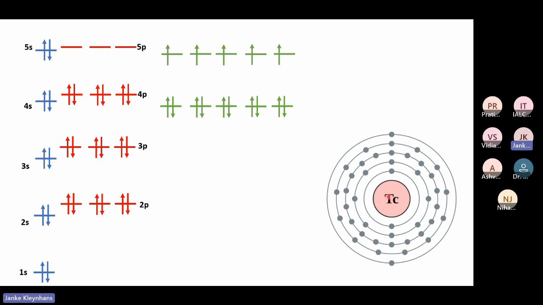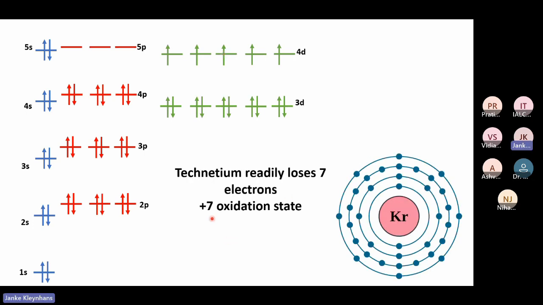Technetium has an outer shell that contains 7 electrons, which it easily loses to go into the +7 oxidation state. So it really wants to look like krypton. If you go back to your periodic table, you will see here is technetium. And it would really like to lose all of those electrons to go to krypton, because in nature, everything wants to be more stable or do less effort.